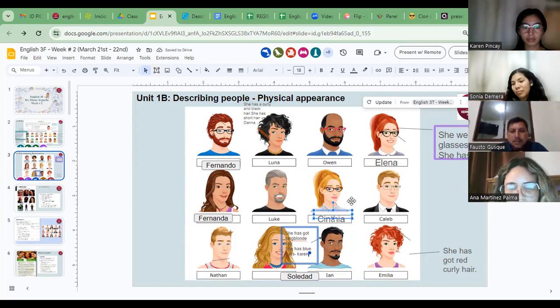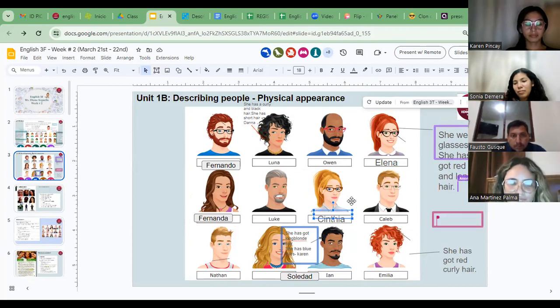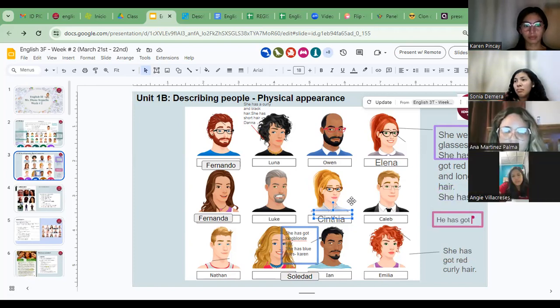She has long hair. She has glasses. Aha, yeah, she wears glasses. What about her eyes? She has blue eyes. Blue eyes. Excellent. Okay, what about her skin tone? Is it light or dark?